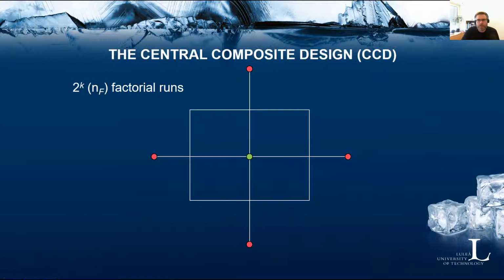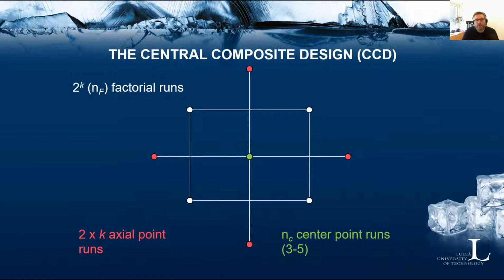In general, we will have 2 to the k number of factorial runs. So in this case, with no replicates also in the factorial runs, we will have 2 to the 2 or 4 factorial runs when we have two factors. We will also have 2 times k axial point runs. So we'll also in this case have 4 axial point runs in this design for two factors, and typically we also have 3 to 5 center point runs in this design.